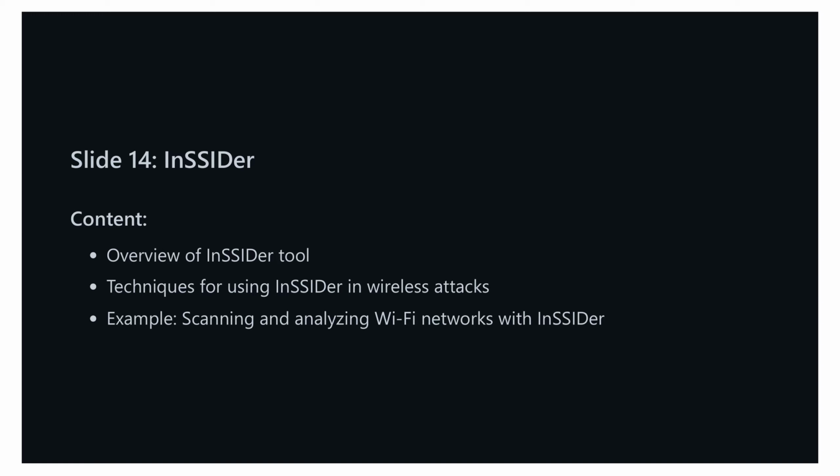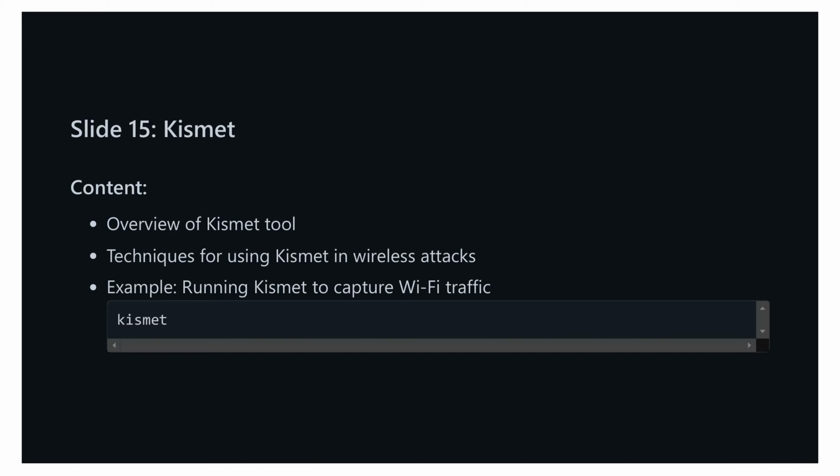For example, you might use inSSIDer to scan an office environment. It would display a list of all detected networks, allowing you to spot overlapping channels or identify unsecured networks that could be potential entry points. In the next slide, we'll delve into Kismet, another powerful tool for wireless network analysis with its own unique features and capabilities.